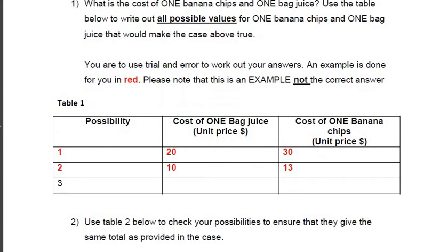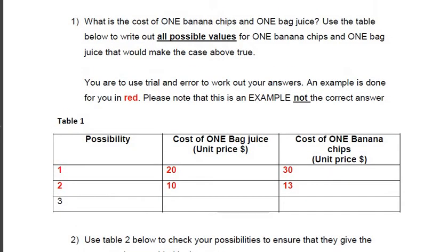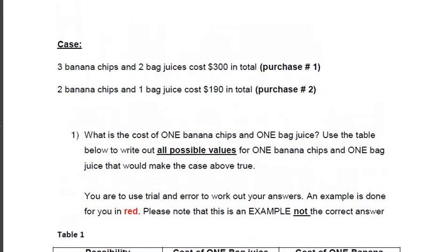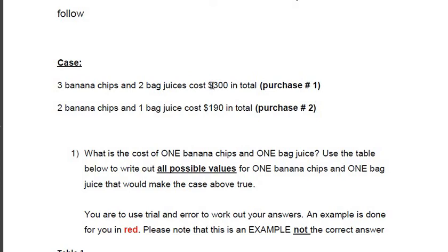So in this table, I gave you an example. I just tried to use some guesswork and said, oh, maybe 1 bag juice costs 20 and 1 banana chips costs 30. Right? But it has to be an educated guess. You have to try to reason it and figure it out so that at the end of the day, the value that you choose, when it maths it up, actually results in the total.